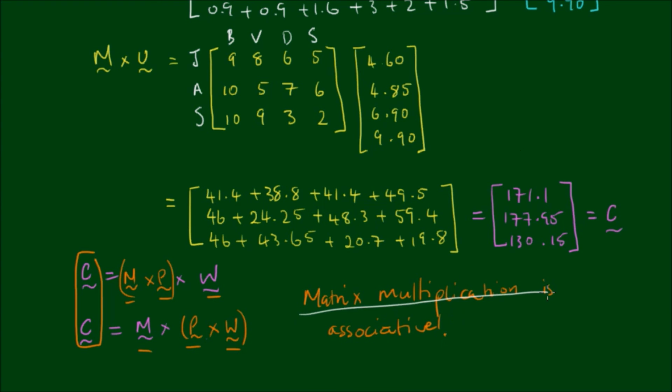Even though we've shown this as a fact, a general proof for the associativity of matrix multiplication is actually quite difficult, and we can really only efficiently show it on smaller examples like these. Okay, so the take-home message of this video is that the multiplication of matrices is associative.